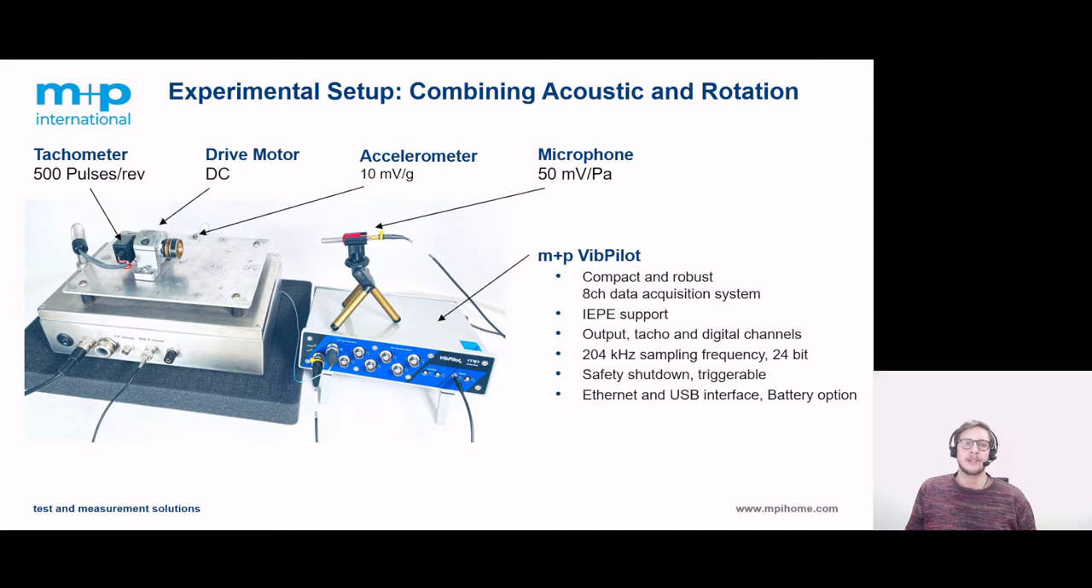The whole data acquisition is handled by the M+P WIP Pilot data acquisition hardware. It's a compact and robust housing featuring 8 input channels, 2 output channels, and 2 tachometer channels. It has IEPE support to support the vast majority of sensors and microphones on the market. It features a maximum sampling frequency of 204 kHz with a 24-bit analog-to-digital converter. It has a triggerable safety shutdown as the main safety feature. For the interfaces, you can connect it to your PC by Ethernet and USB. And for mobility reasons, we also have a battery option.